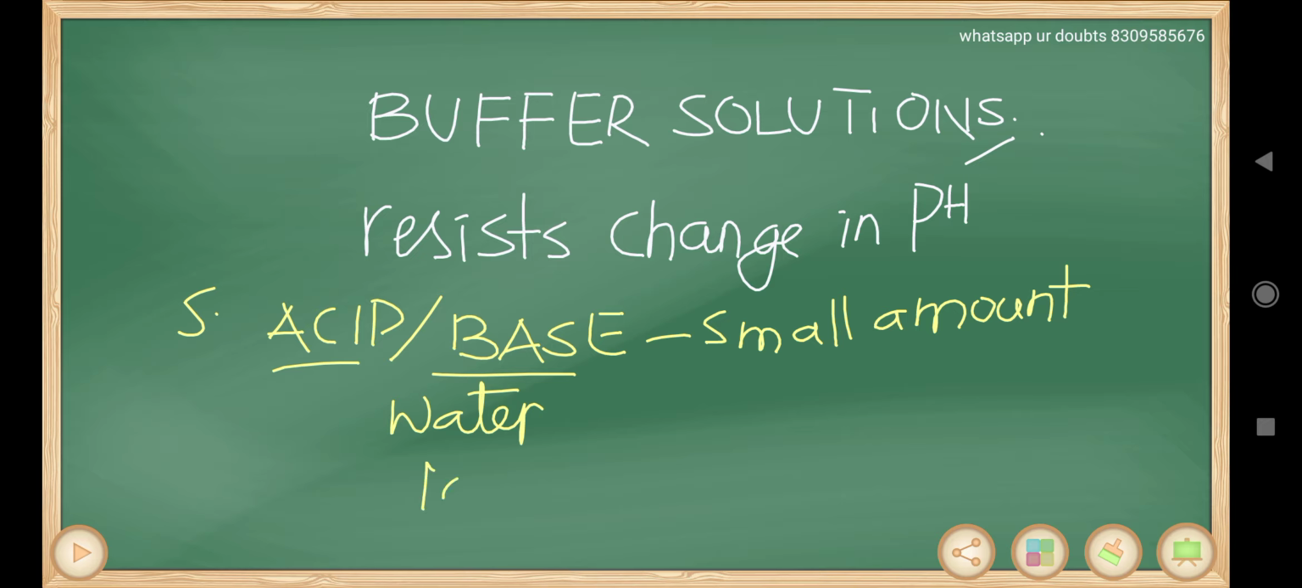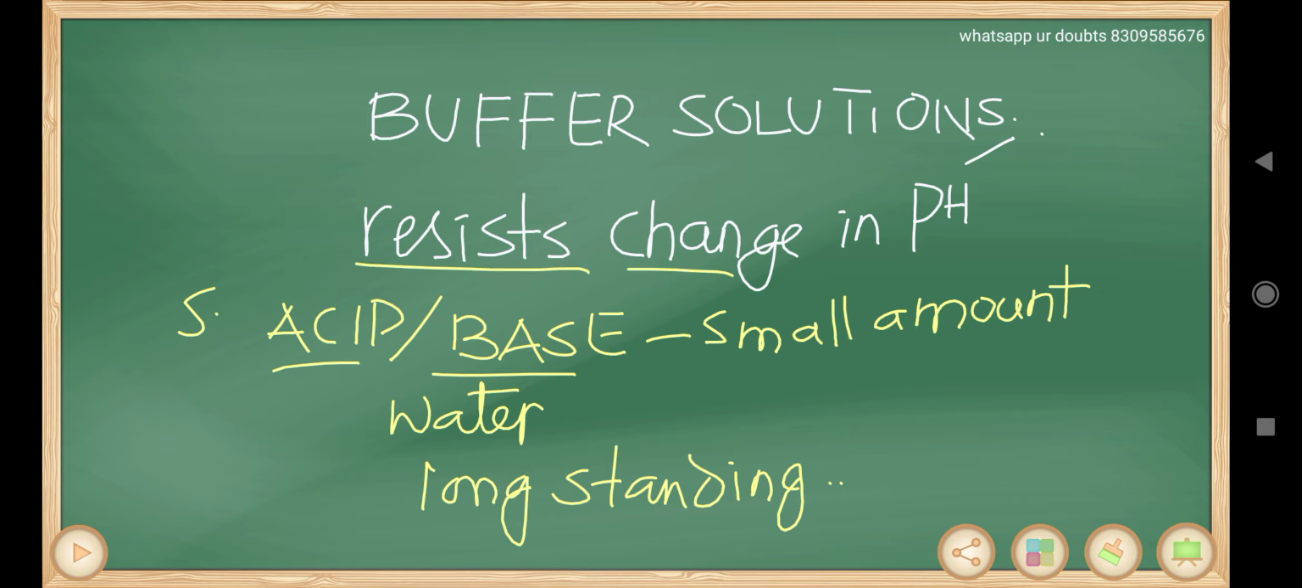or on long standing, means if you keep the solution for some time, the pH is not going to change. Such kind of solutions are called buffer solutions. Buffer solutions are those solutions which resist change in pH.